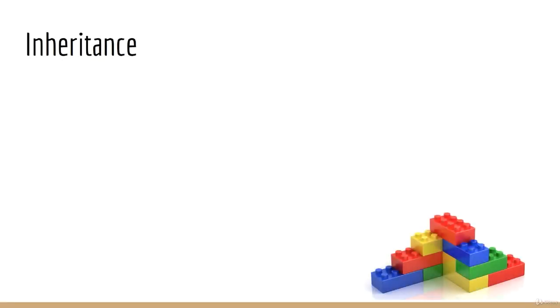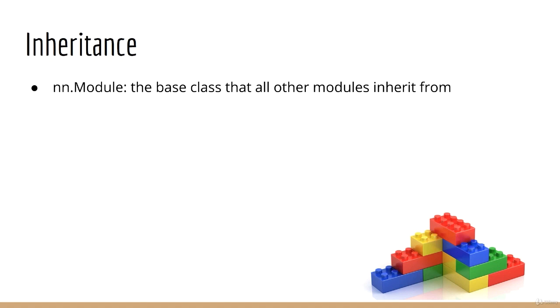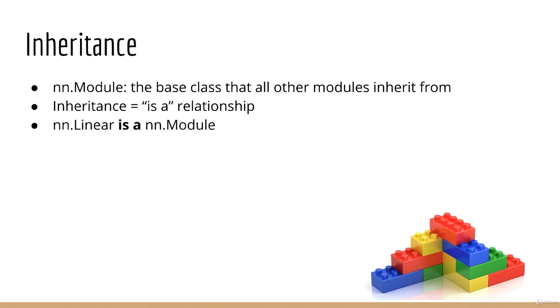Let's now talk about the concept of inheritance. PyTorch models are all based on modules, and I've probably used that word a few times throughout the course without really explaining what they are. Well, a module is the base class that all other modules inherit from. Inheritance implies an is-a relationship. For example, the linear module, which is the first one we saw in this course, inherits from the module class. That means it is a module.